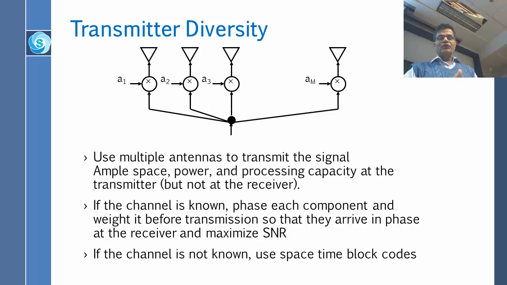And if the channel is known, we can find out the phase of each component and weigh it before the transmission. What we haven't discussed is that the channel is estimated continuously. So we continuously see what is sent, what is received, and we figure out the channel model, and depending upon that we can adjust these values. If the channel is not known, then we use another magic called space-time block codes, which I'm going to explain later.